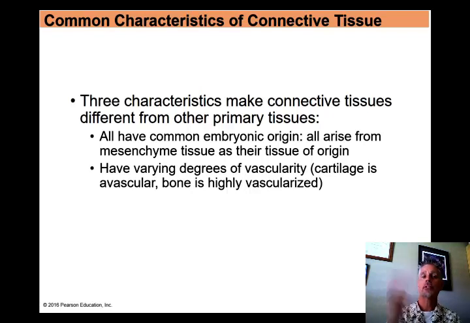Meanwhile, we go to other tissue types, right? Bone is very highly vascularized. When we get to blood, to a certain extent, that's inside of blood vessels. So differing degrees of vascularity, not all avascular like we saw before in terms of the epithelial tissue.